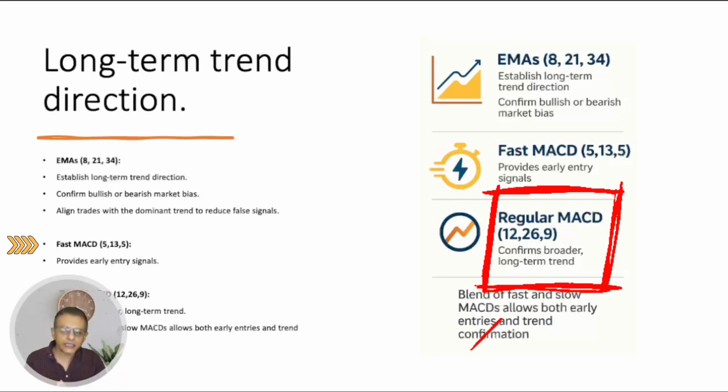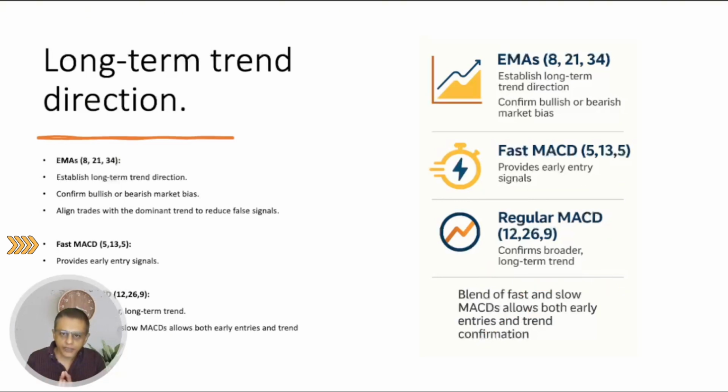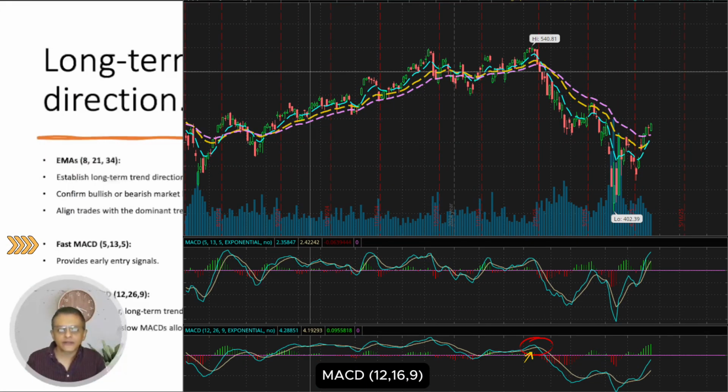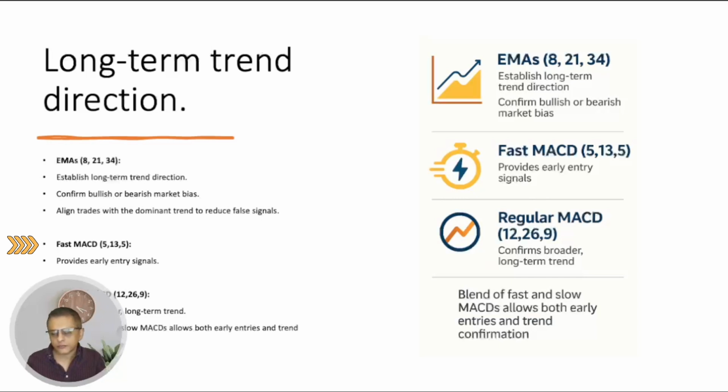The regular MACD, which has the settings 12, 26, 9, is considered very reliable to spot longer term trends. So whenever a MACD crossover happens, a trend is changing. So it's considered reliable, but the problem is that it's a lagging indicator. And because there is a lag built into it, you will usually miss out a significant period where you could have taken trades when the trend is changing.